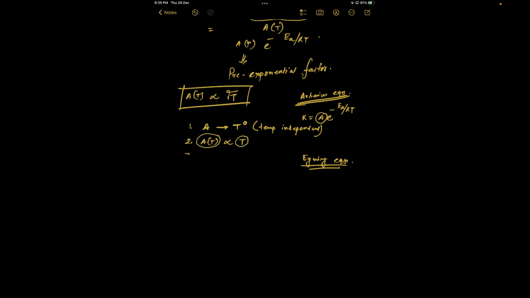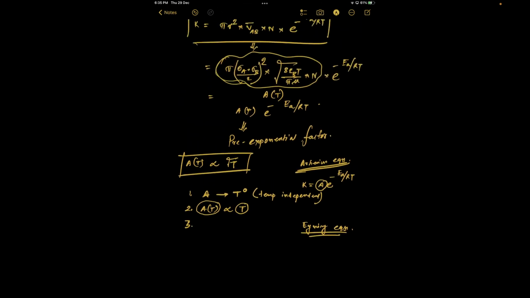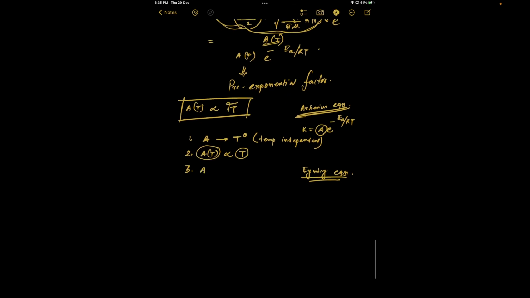Okay, now third is from collision theory. In collision theory, this is the expression of the pre-exponential factor A(T). From collision theory also, we can see the pre-exponential factor has the temperature term, right? So it is dependent upon temperature, but A(T) is now proportional to root over of temperature. So in collision theory, the pre-exponential factor is proportional to root over of temperature.